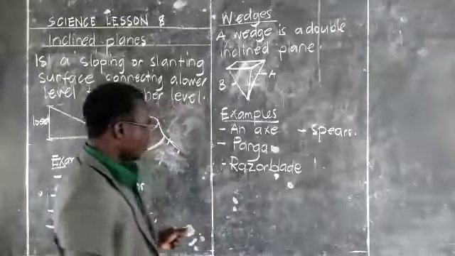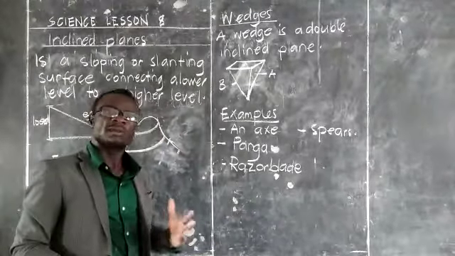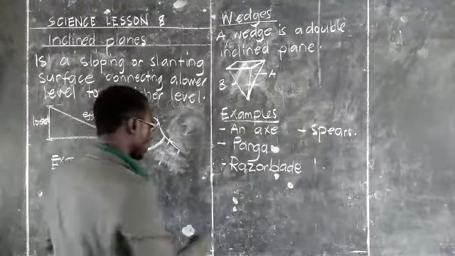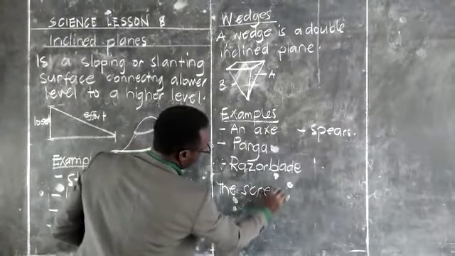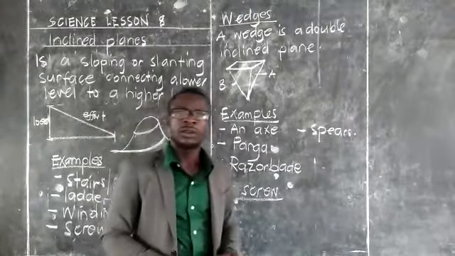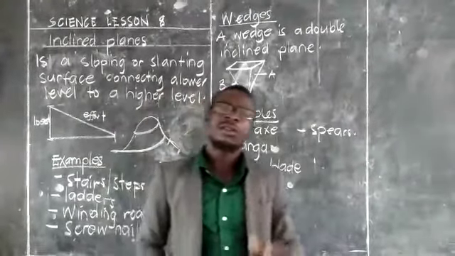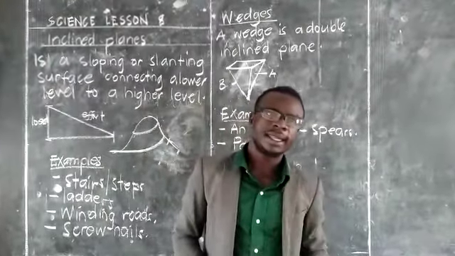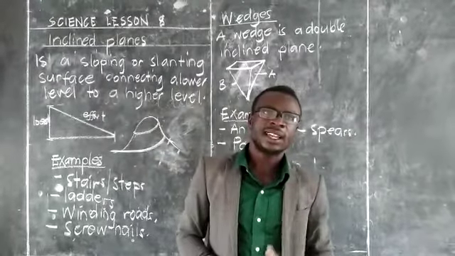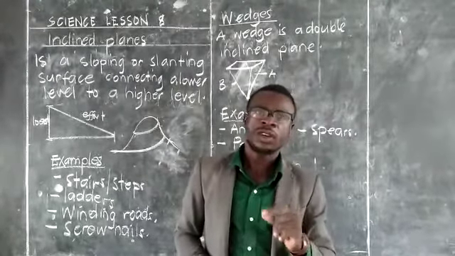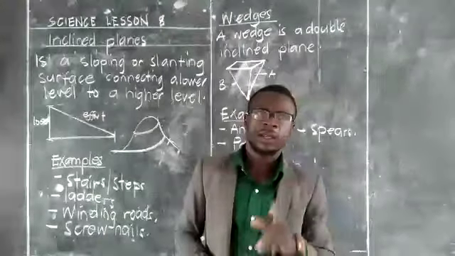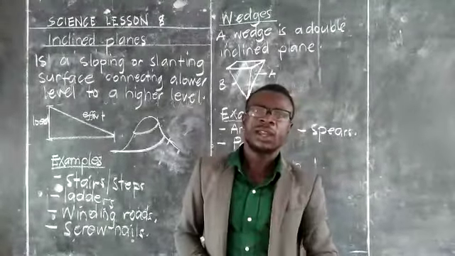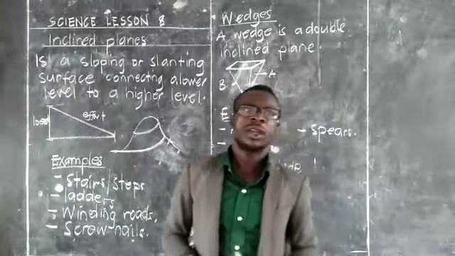Another type of simple machine I want us to look at is the screw. A screw is an example of a simple machine. It is defined as an inclined plane wound round a rod.